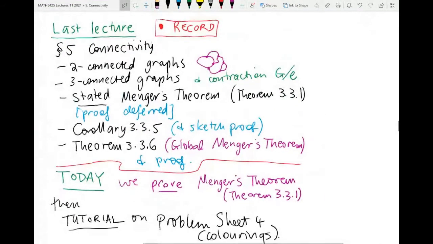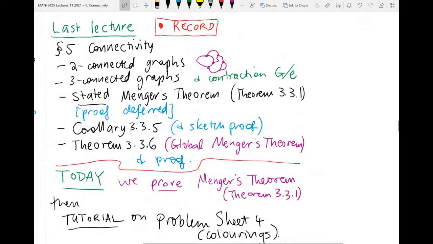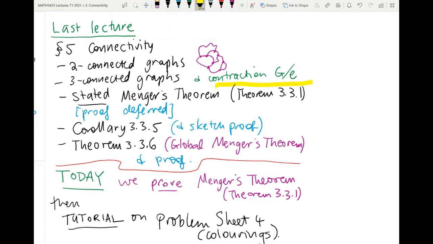Last time we did most of the connectivity section on Monday. We set out our mission statement for the connectivity section, which was to prove Menger's theorem. But first we talked about two connected graphs for a while, and we proved that you can build them up from cycles by continually adding things called h-paths, which look like that. So that's fun to play with. We proved a structure theorem for 3 connected graphs, and importantly introduced an operation called contraction that we're going to see in the tutorial today.